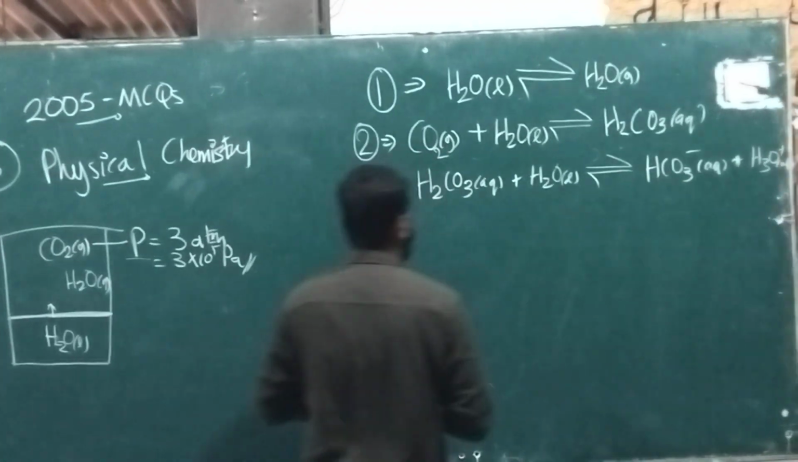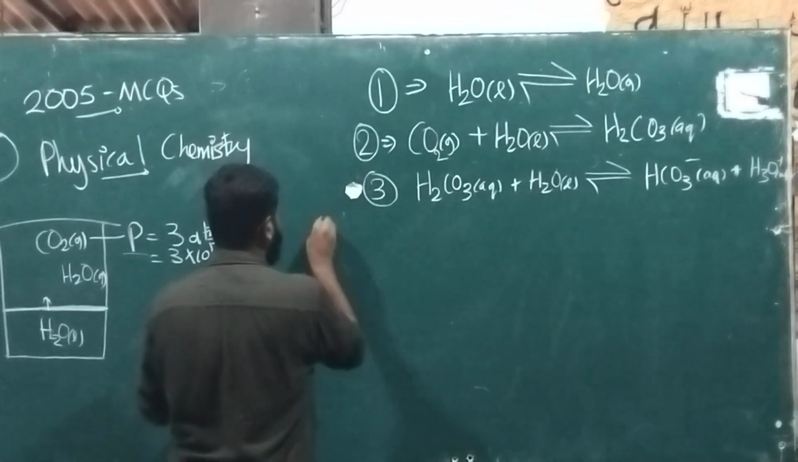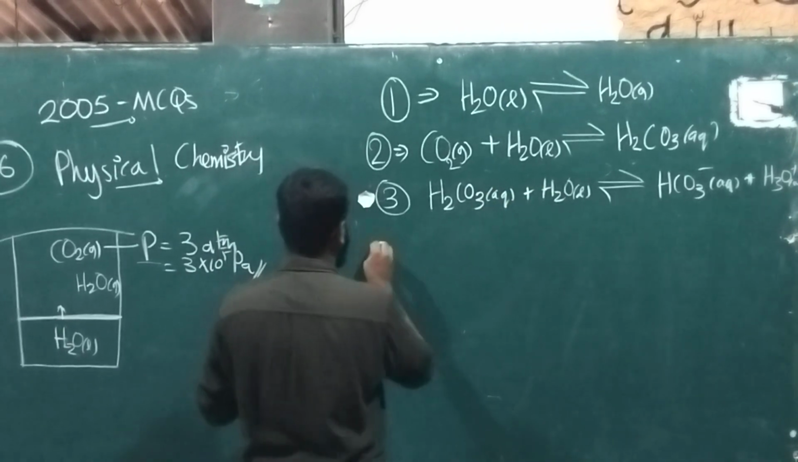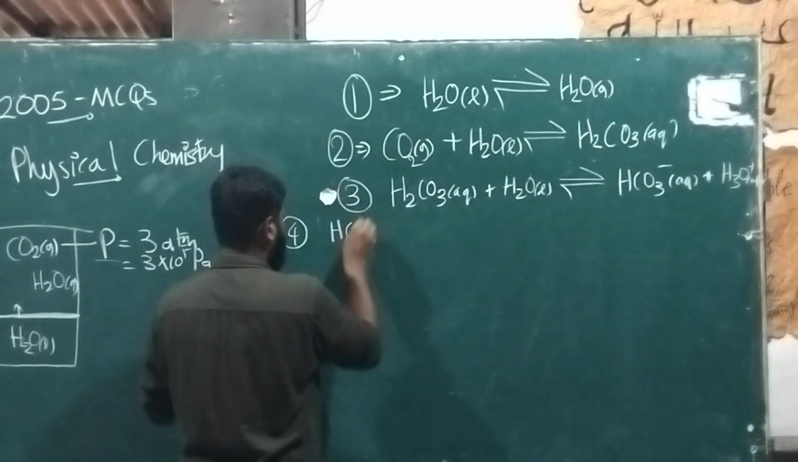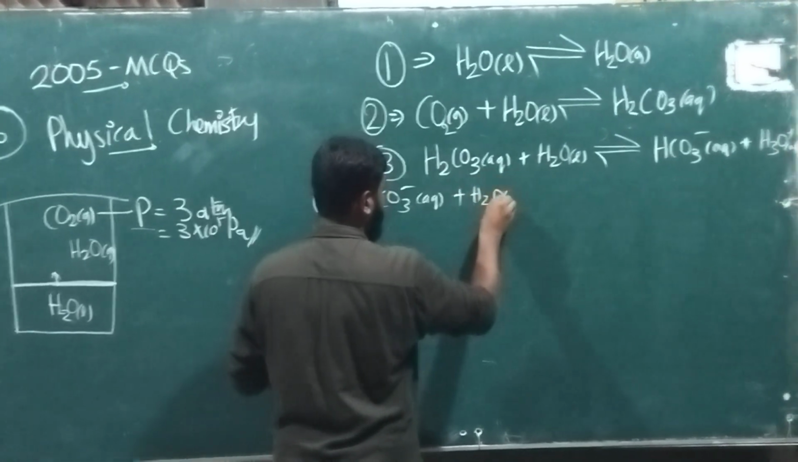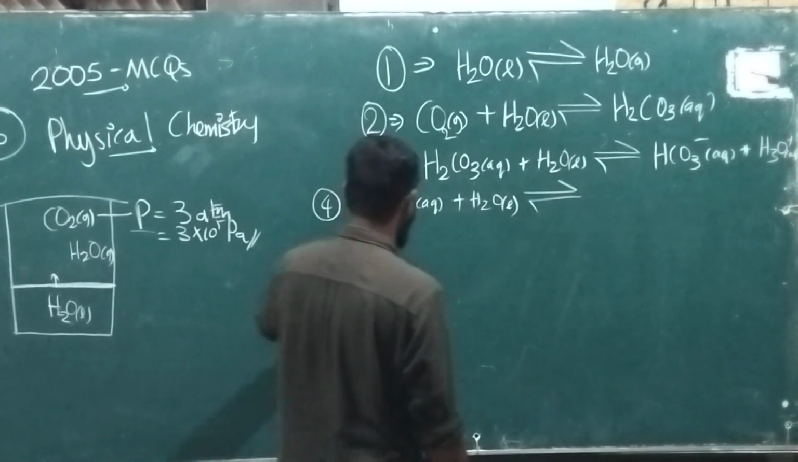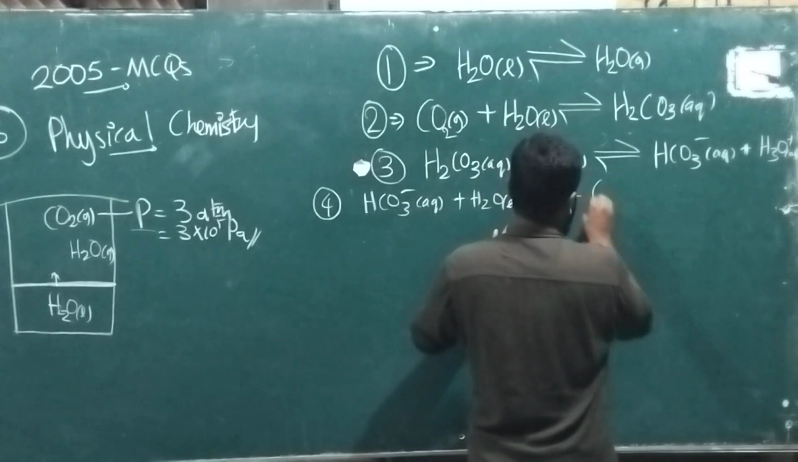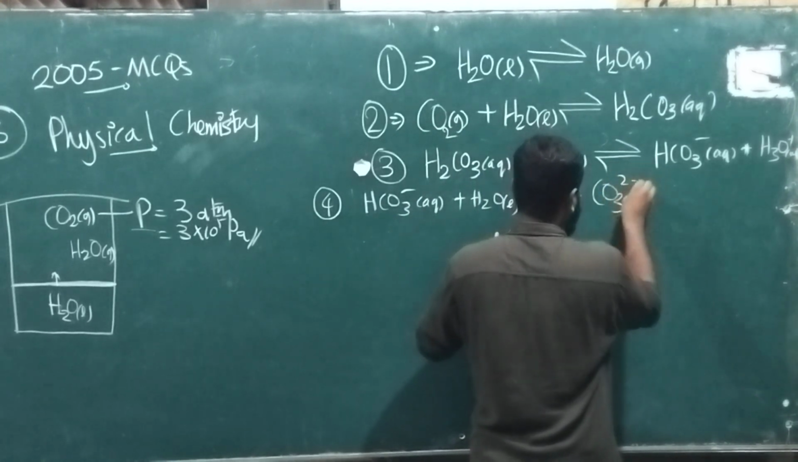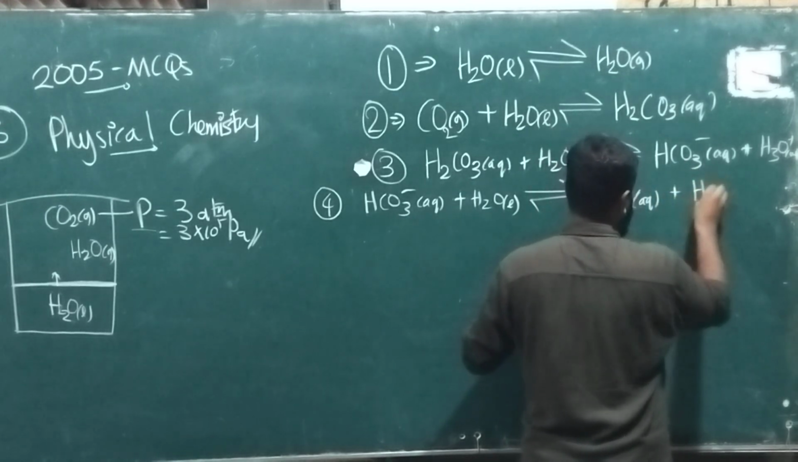There will be another dissociation of bicarbonate. So as a result, you will get HCO3 minus aqueous, which takes another water molecule within the system, goes under partial reaction, forming carbonate ion, carbonate ion aqueous, and a hydronium ion.